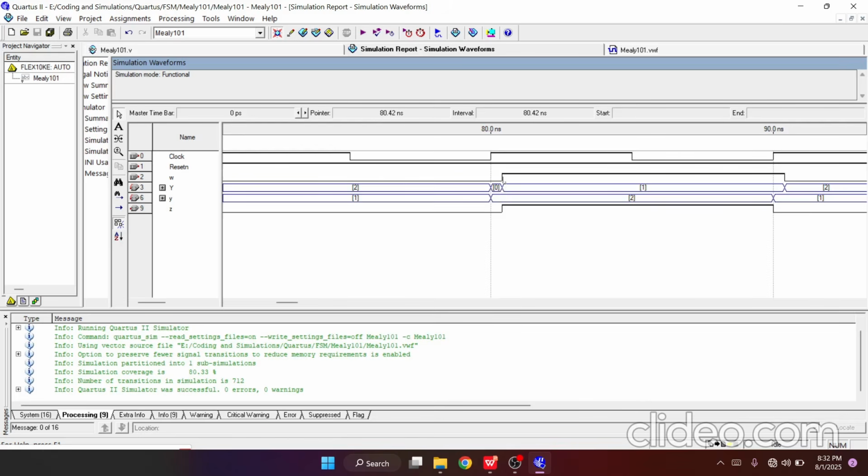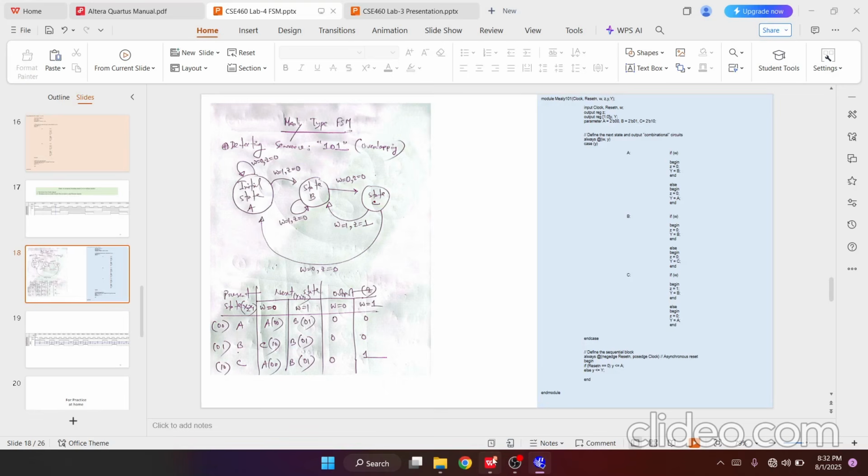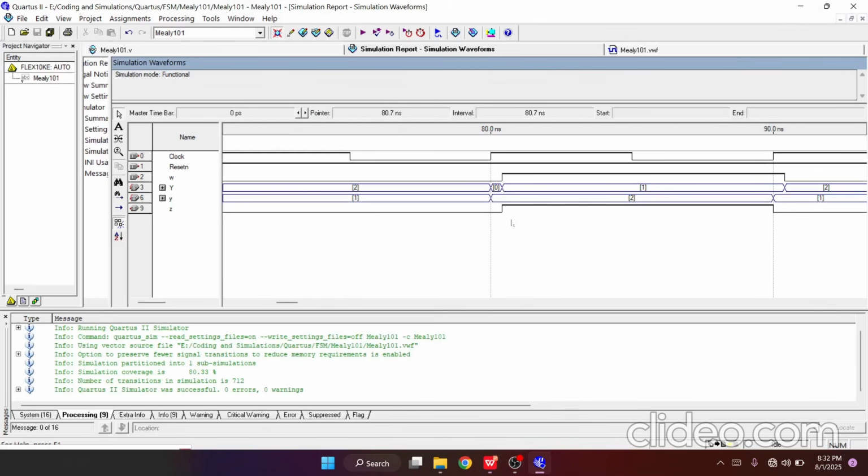That's why. Now while being in C state, if you get high value, you should go to B state, and output should be high. A single 101 sequence has been detected. Your output should be high at this particular time. So let's see if it is being done here as well. W equal 1 while being in C state.